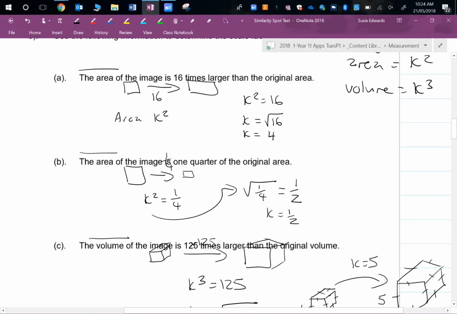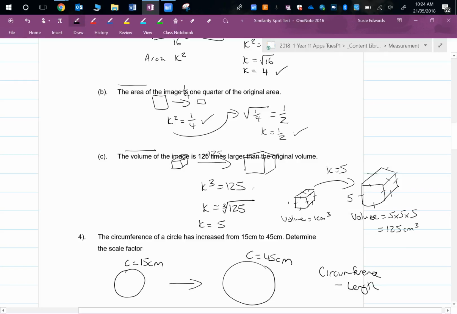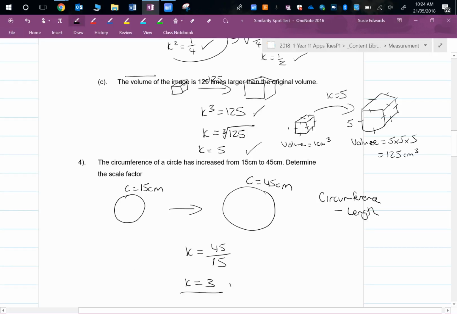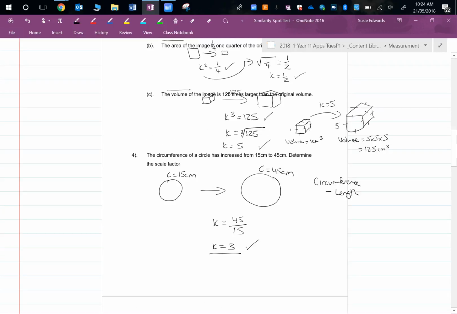All right, marks wise. I'll give you a mark for the k squared equals 16. I'll give you a mark for 16 and a mark for 4. I'll give you a mark for 1/4 and a mark for 1/2. I'll give you a mark for 125 and a mark for 5. And then for this one, you just get a mark for the 3. So this should be out of 7, this page.